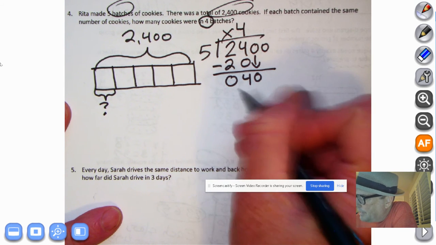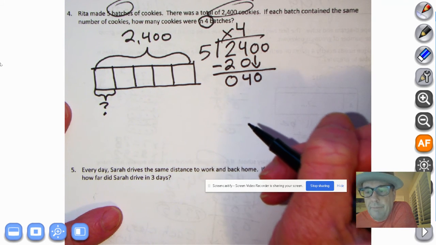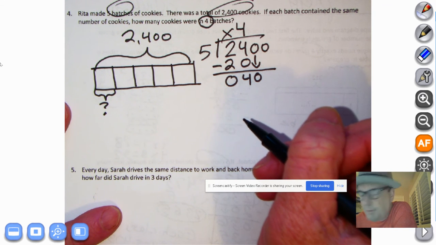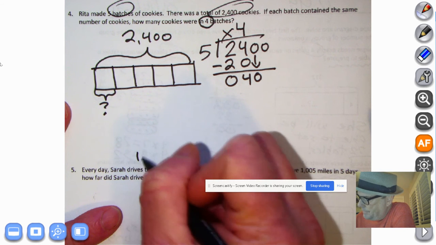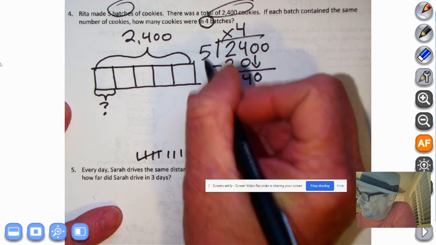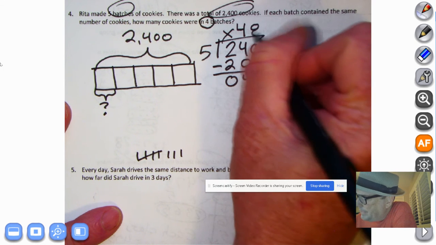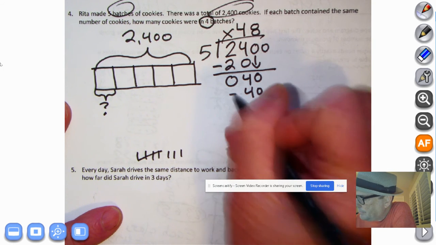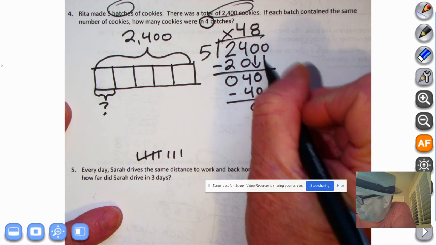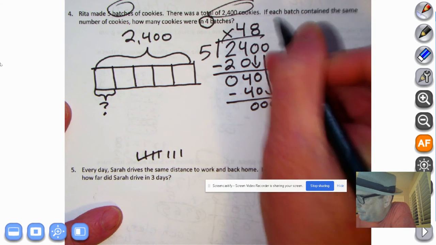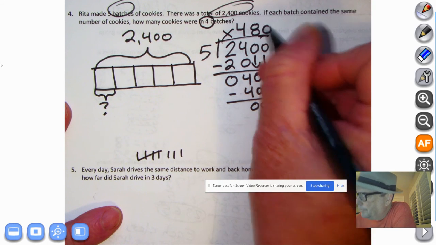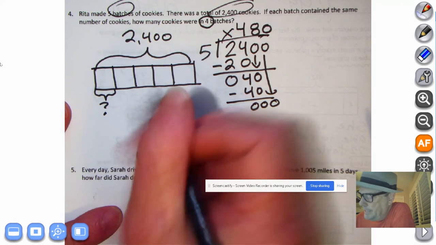How many 5s are in 40? Let's count them. 5, 10, 15, 20, 25, 30, 35, 40. 8. So 5 times 8 equals 40. We subtract. 0, 0. What do we do now? We got to bring down this 0. What do we put up here? We got to have something over this digit. Yeah, we got to put a 0 there. So 480. So there's 480 in each batch.